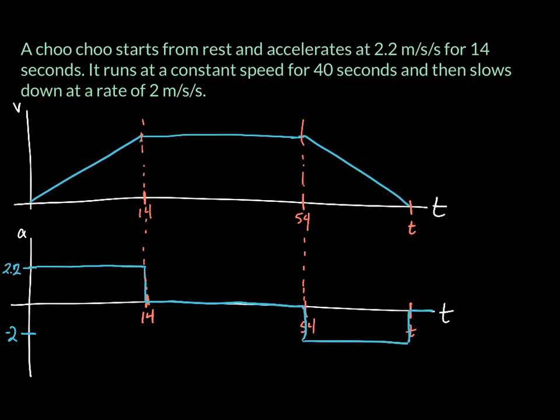So here, this change in speed, number 1, we know it's acceleration times time, so we can just write 2.2 times 14. What's the change in speed? 30.8 meters per second. So that's what we could just put up here, 30.8.